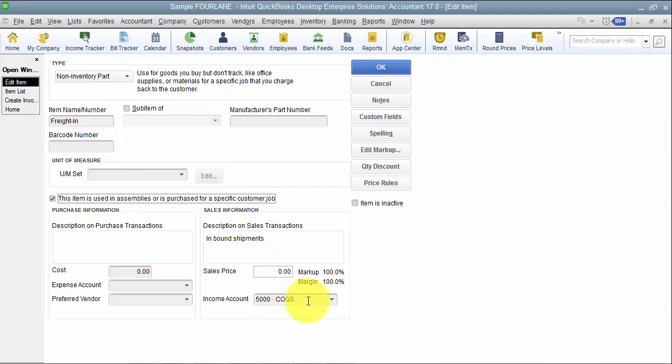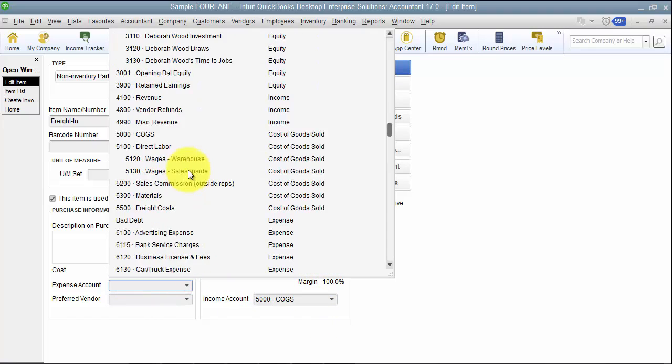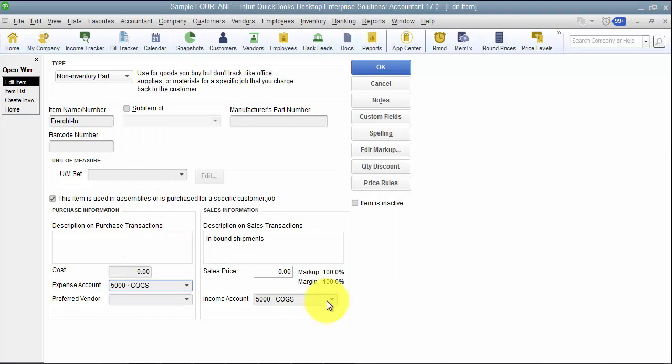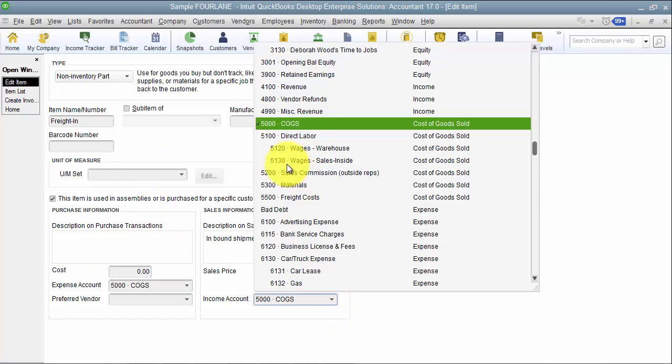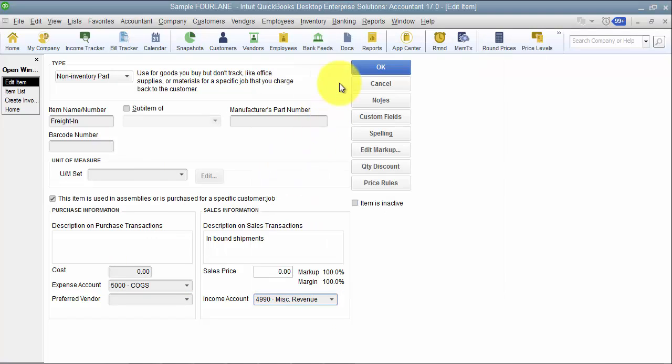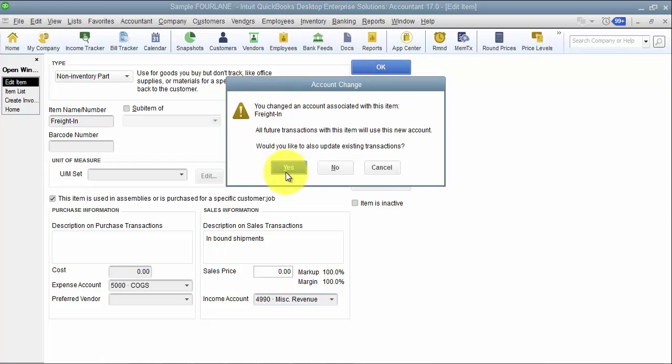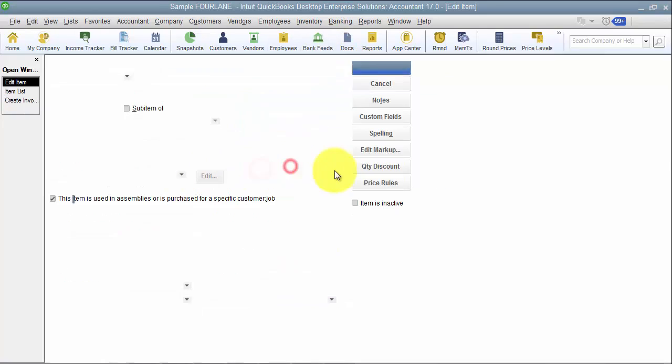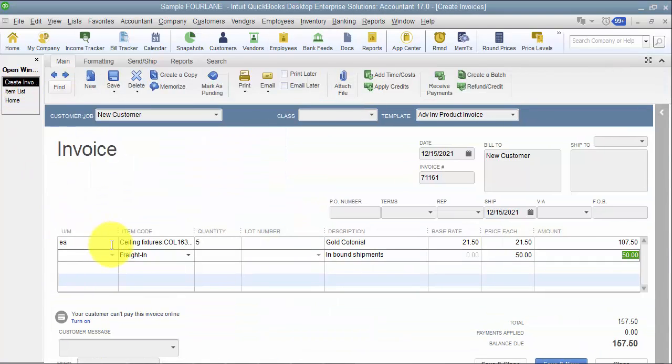You want to make it a double-sided item if you will be purchasing this item as well as selling this item, right? Because if I purchase the item, I should be hitting cost of goods sold, or an expense account, or whatever it is. If I sell the item, I should be hitting some kind of sales account. So I'll call it miscellaneous revenue for freight. Okay. All right, so back into invoices. So now I have my invoice here, and I'm going to save it.